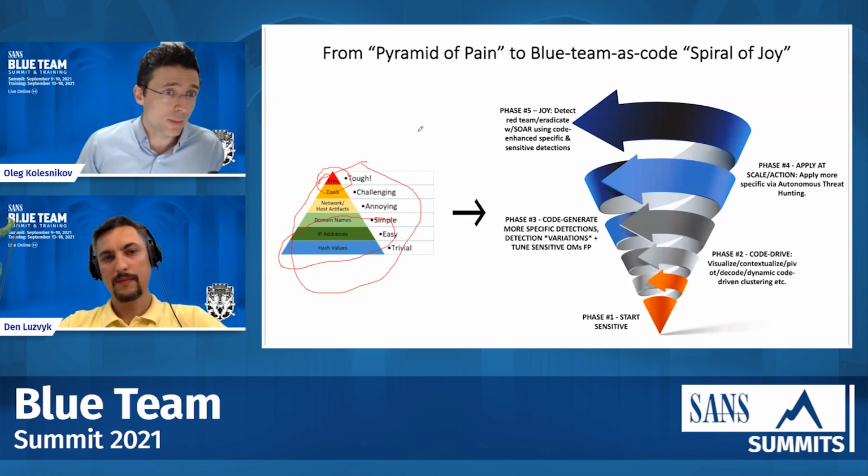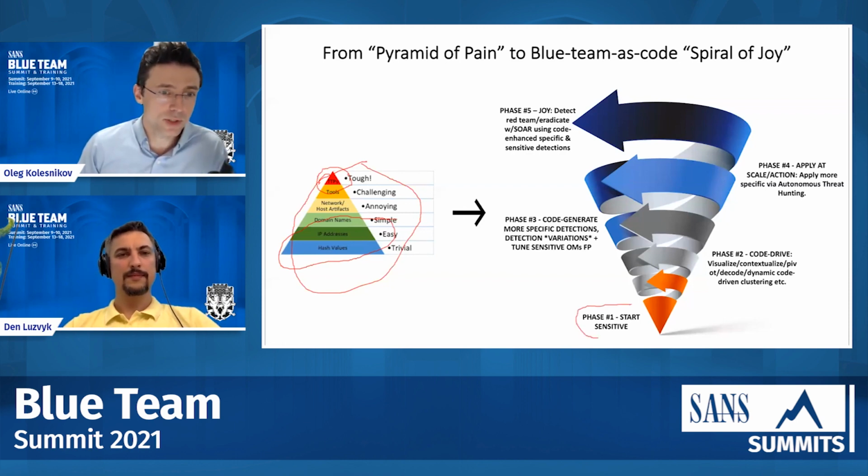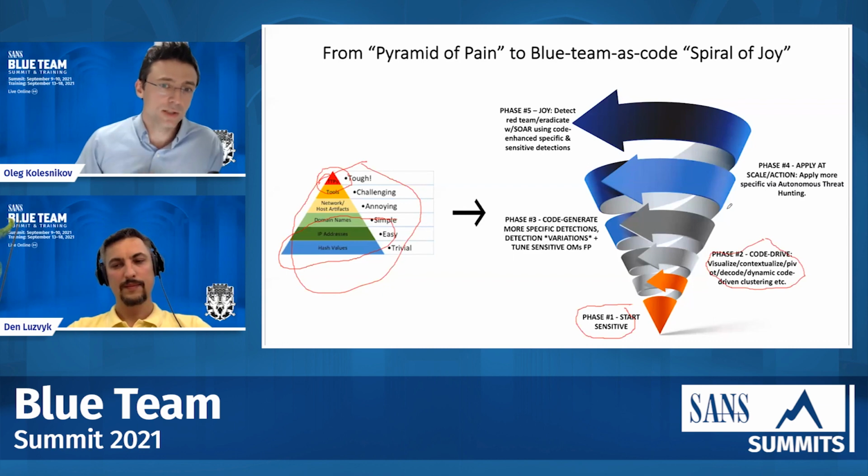So we came up with this concept of the BlueTeam as code spiral of joy. Instead of the pyramid of pain, we came up with the spiral of joy. And here's how it works. Phase one, you start with a sensitive use case. Phase two, you use code-driven visualization, contextualization, pivoting, dynamic code-driven clustering, etc.